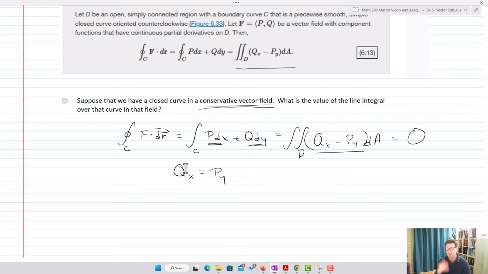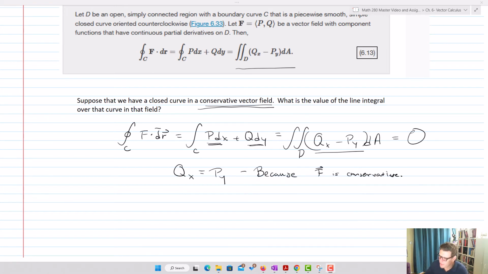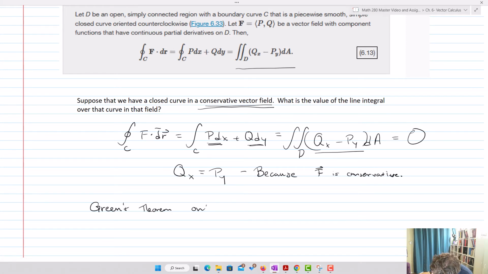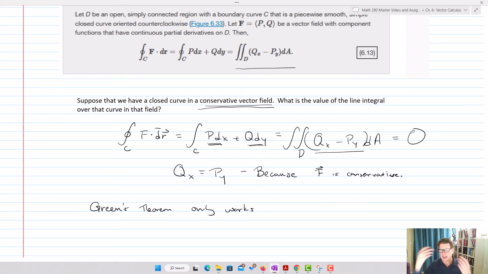This is a neat occurrence that happens as a result of the fundamental theorem of line integrals and Green's theorem. Another thing to note is that Green's theorem only works in 2 dimensions. It's not a 3-dimensional theorem, so we have to be aware that we're not going to be able to utilize this particular fact in 3 dimensions.